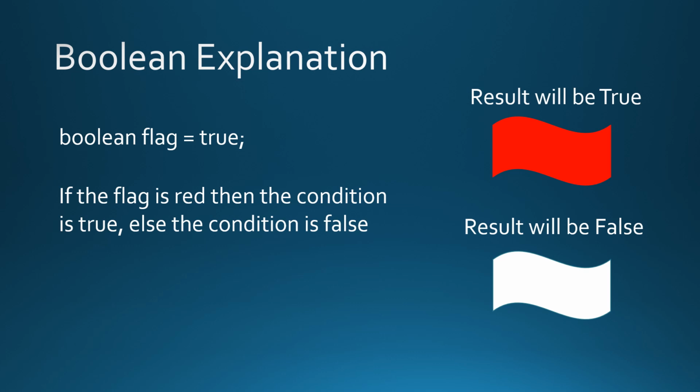Let me break this down a little more for you. We have here two flags. One is red and the other is white. We set the variable flag to true. Then we have a condition such as if the flag is red, then the condition is true, else it is false. Therefore, when the flag is red, Java will replace the variable flag with true. If the flag is not red, then Java will replace the variable with false.